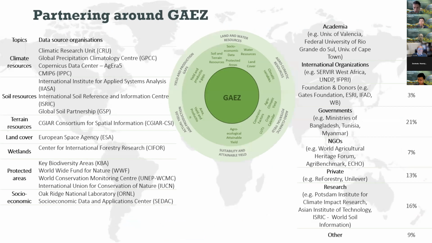We did an assessment last year, a bit more than a year ago, about which partners are interested in partnering around the global ecological zoning platform. There are many more, but just to give you an idea, you have a good distribution between different kinds of organizations, whether they are from the academic sector, international organizations, governments, NGOs, the private sector, and the research sector.